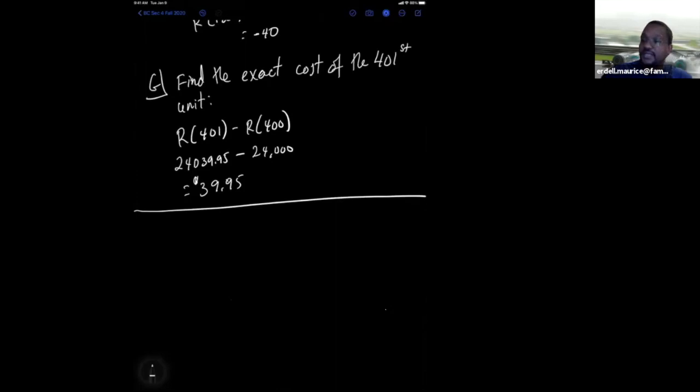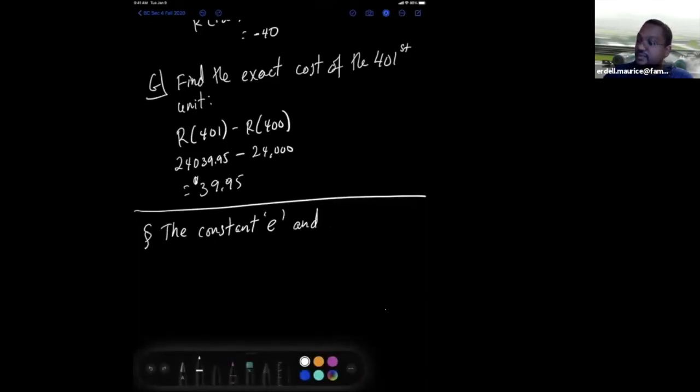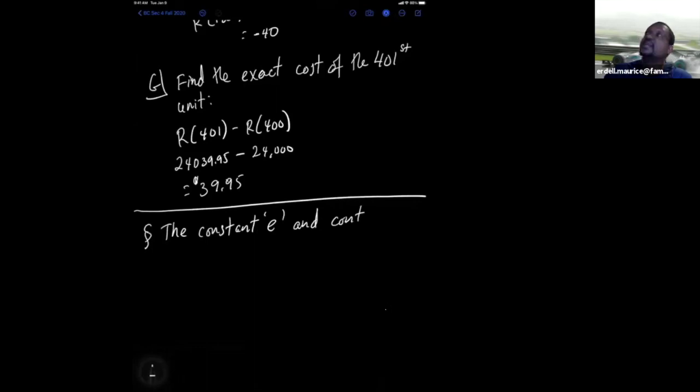So we move to the next section right here, and the next section is called the constant e and continuous compounding. Move on to the next section, unless I have any questions. You have any questions? No, you got no questions?